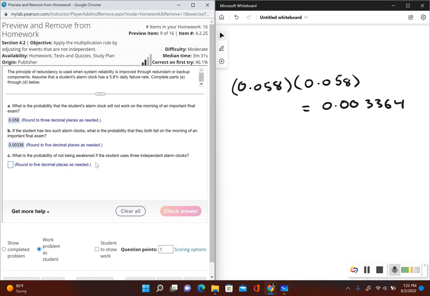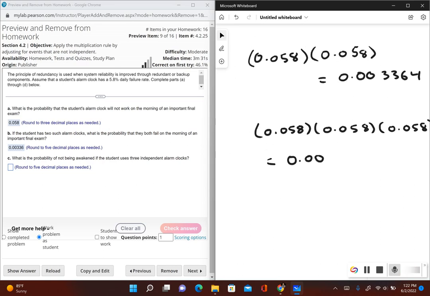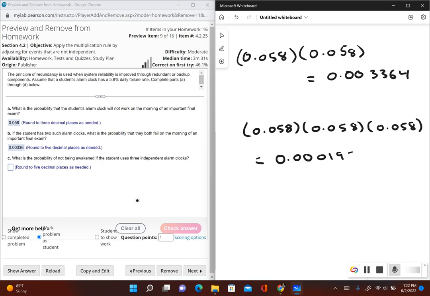Now, what is the probability of not being awakened if the student uses 3 independent alarm clocks? Well, now if the student has 3 independent alarm clocks, so now we have 3 different trials. Probability the first one's going to fail, 0.058, times the probability the second one's going to fail, 0.058. And then times the probability that the third one's going to fail, which is also 0.058. Now if I multiply this out, this gives me 0.000195.